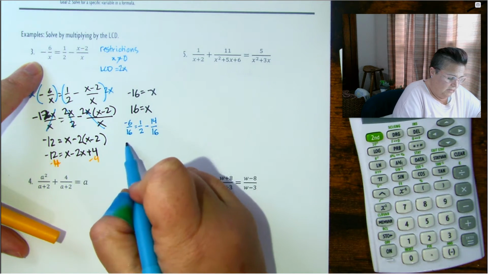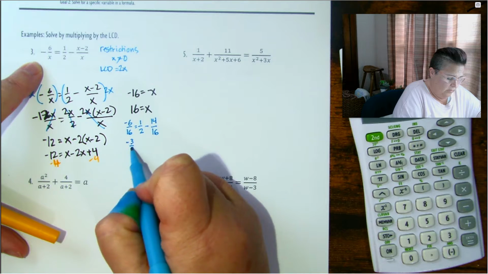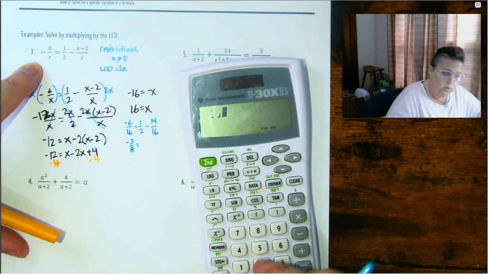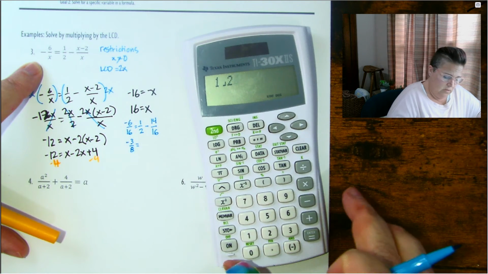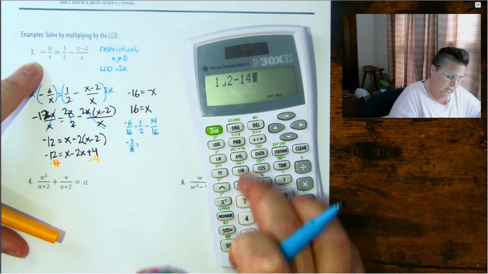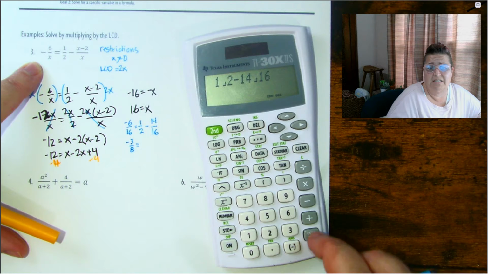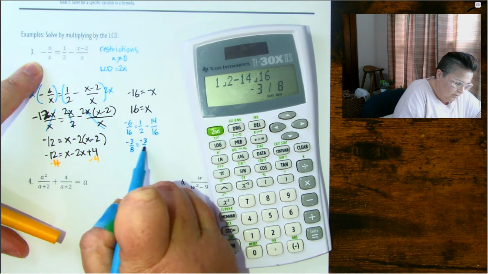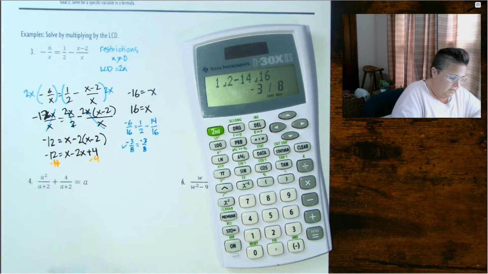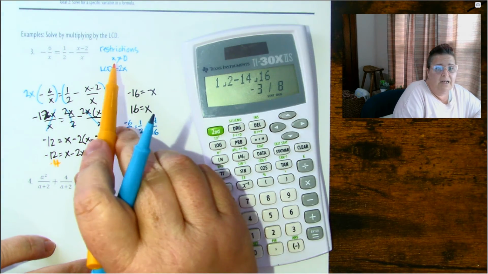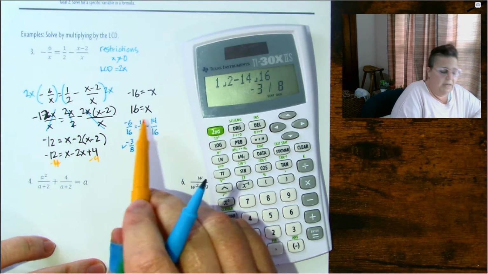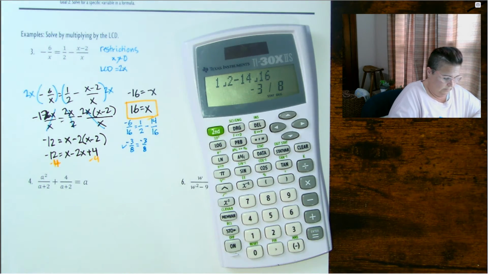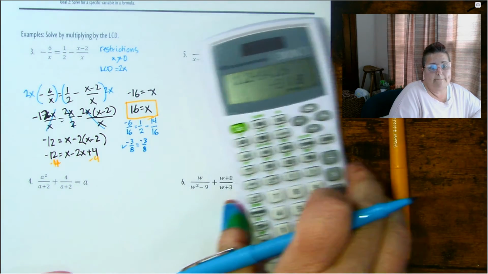Negative 6 over 16 is negative 3 over 8 because I want that reduced. So now I'm going to do 1/2 minus 14 over 16. I'm going to see if it works. Oh, it worked. Okay, good. Negative 3/8. So this checks. The only thing x cannot be is 0. I'm saying x is 16, so that's not a conflict. And there we go.